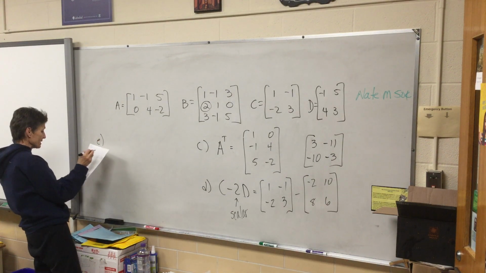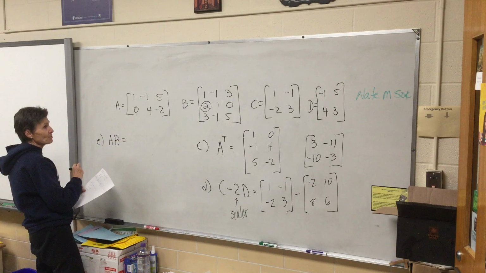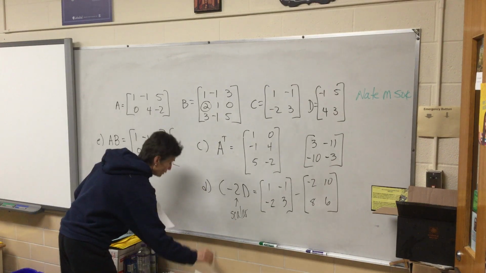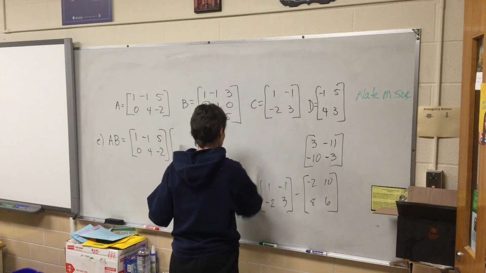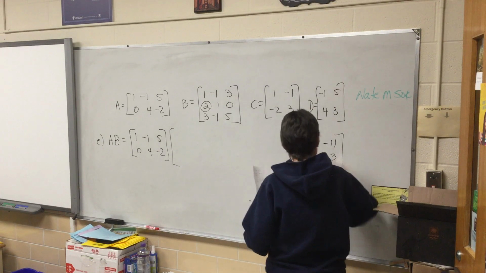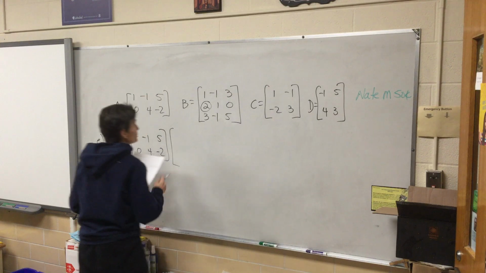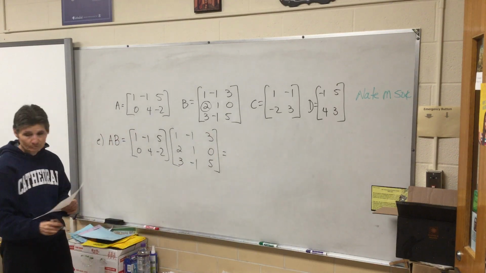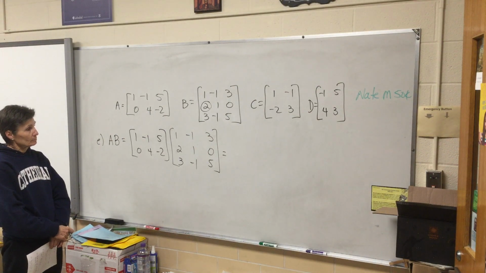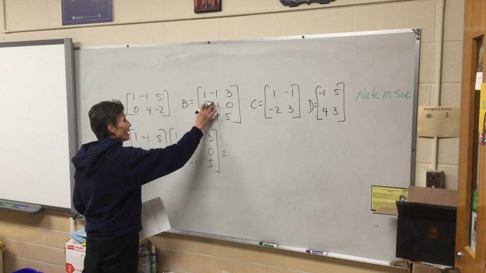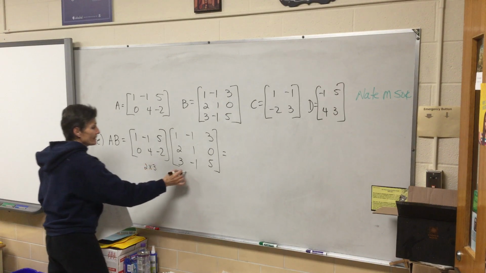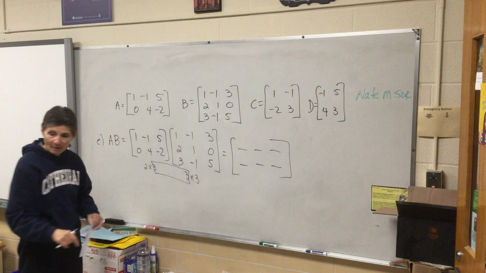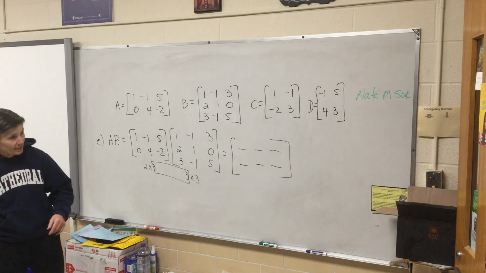Next one, call this E. We're going to take matrix A times matrix B. So we're going to take 1, negative 1, 5, 0, 4, negative 2. That's matrix A. And we're going to multiply it times matrix B. Remember, sometimes that's not possible, so we'll want to check to make sure we can do it. Can we do it, guys? Is it a doable problem? Yep. And we're going to end up with another 2 by 3. I put blanks there to remind myself, but you don't have to do that. You just need to make sure you end up with numbers in all those spots.